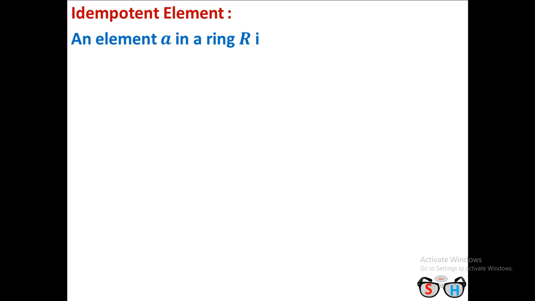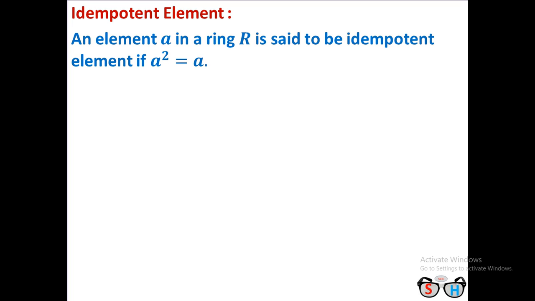An element A in a ring R is said to be an idempotent element if A square equals A. If you take the multiplication of A with itself and the result is A, then the element A is called an idempotent element. A square means A dot A. If A square equals A, then the element A is called idempotent. For example, we consider the ring Z6, plus, dot.